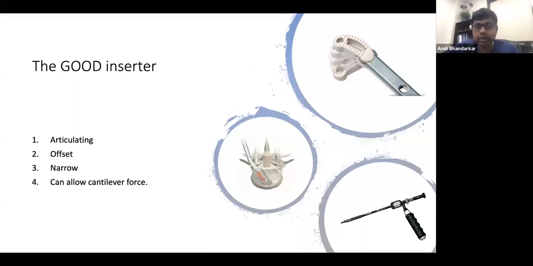Now, it's very important to have a good inserter if you're using and a big fan of banana cages. So there are certain characteristics of an inserter. If you have a good cage but do not have a good inserter, it usually will not give an optimal result, especially when doing MIS TLIF.